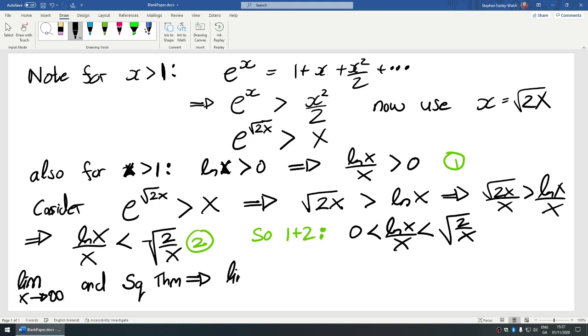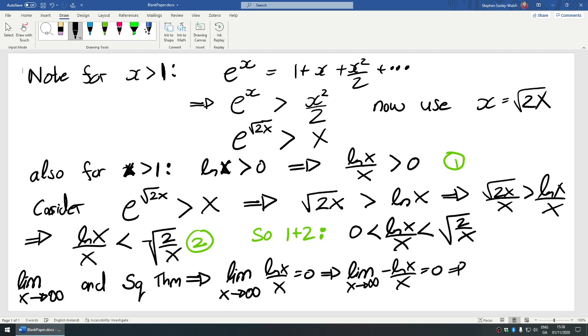So that means the limit as x goes to infinity of log x over x is 0, which means the limit as x goes to infinity of minus log x over x is 0, because I just multiply by minus. I can take the minus up on the top, and you get the limit as x goes to infinity of 1 over x times log 1 over x is 0.